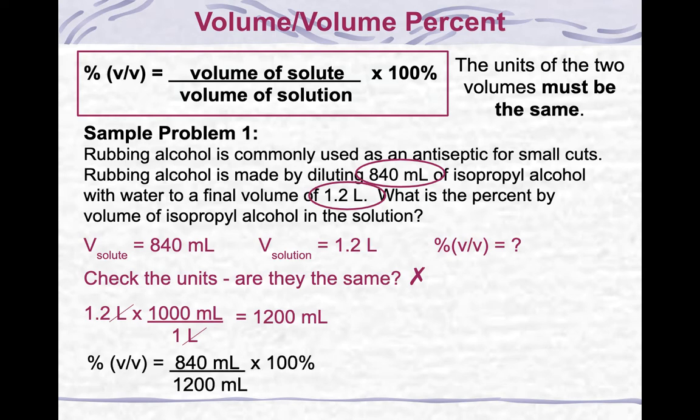When we put the numbers into the equation, 840 milliliters over 1,200 milliliters times 100%, we get an answer of 70%, which to write to the correct number of significant figures is a bit awkward. You can put 7.0 times 10 to the 1%.